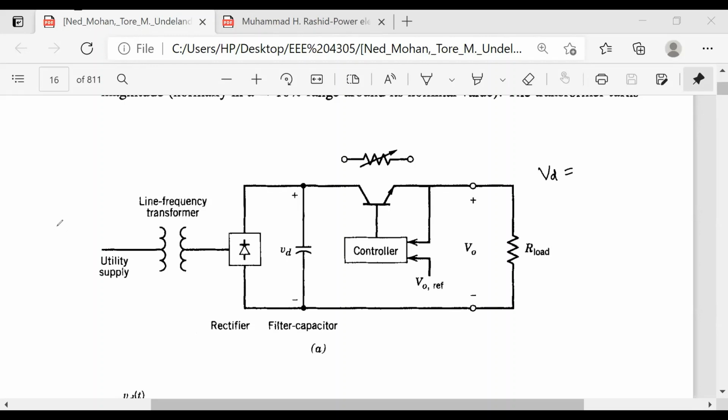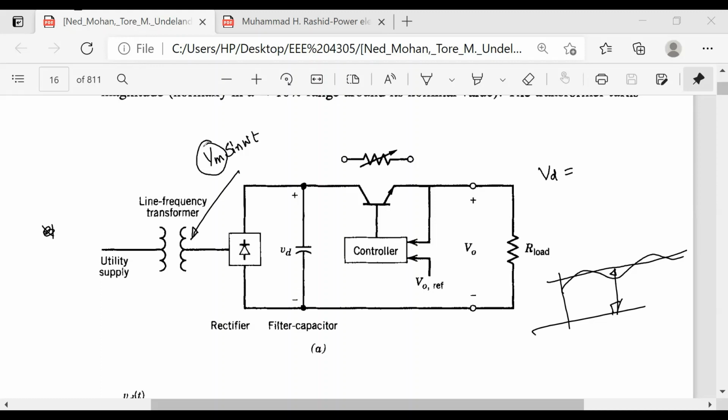So here in the secondary of your transformer, we have Vm sine of omega t. What will be the DC value here? Of course, we will get something like that. Then by using this capacitor, we get a DC value. What will be this value? Can anyone tell me? With respect to Vm, you are using a full rectifier.